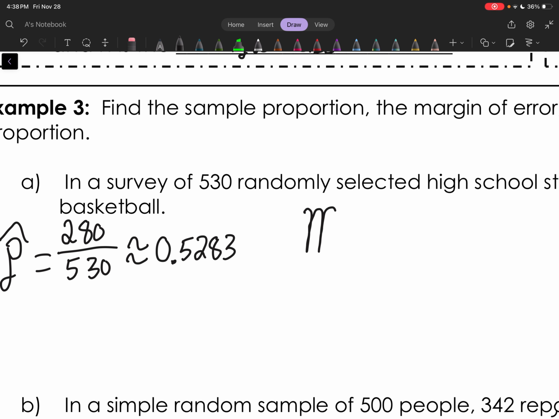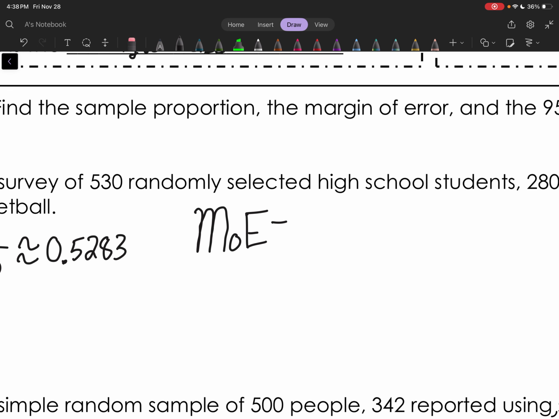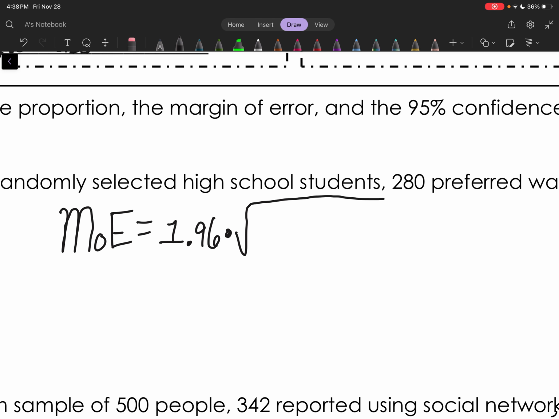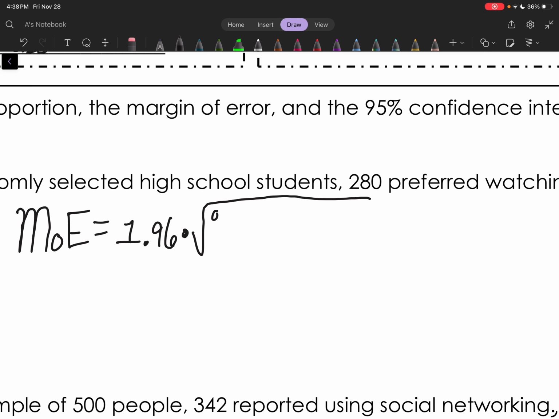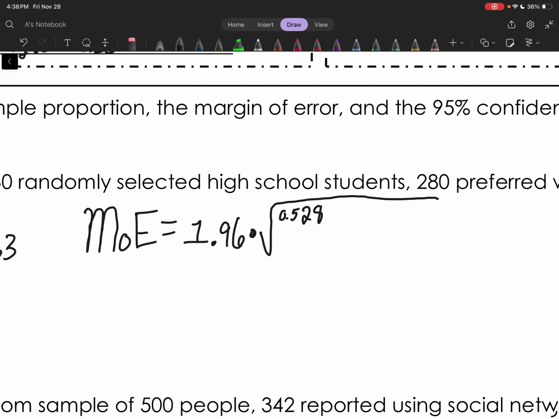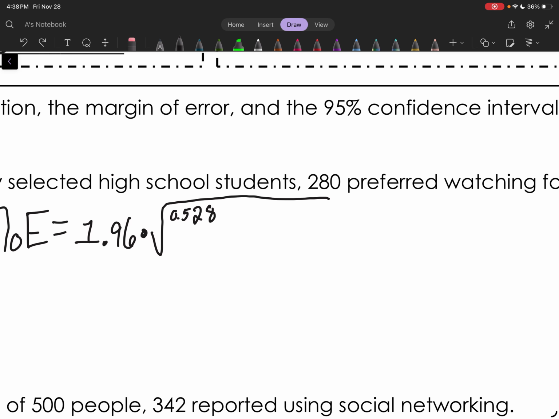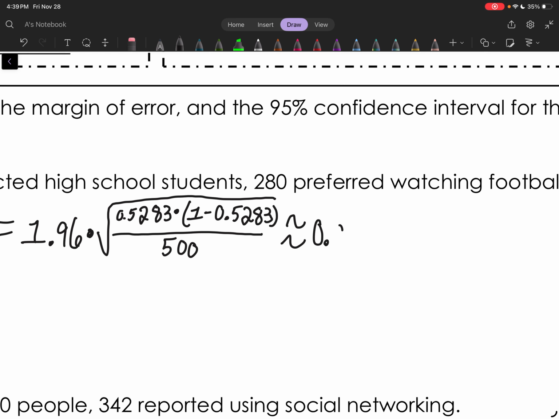My margin of error is going to be equal to 1.96 times the square root of p-hat, 0.5283, times 1 minus 0.5283, divided by my 530, and when I type this into Desmos, I'm going to get about 0.043.